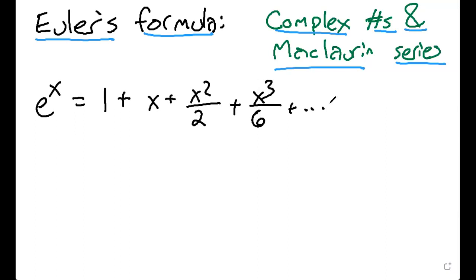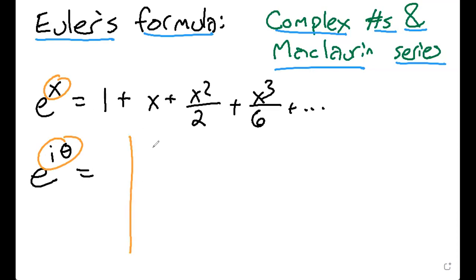And so what I want to do is write down the Maclaurin series for e to the i theta. So everywhere we see an x, we're just going to replace it with i theta. And to do this, we're going to have i theta raised to the various powers, i theta raised to the nth power. And i theta raised to the nth power is, of course, i to the n times theta to the n.